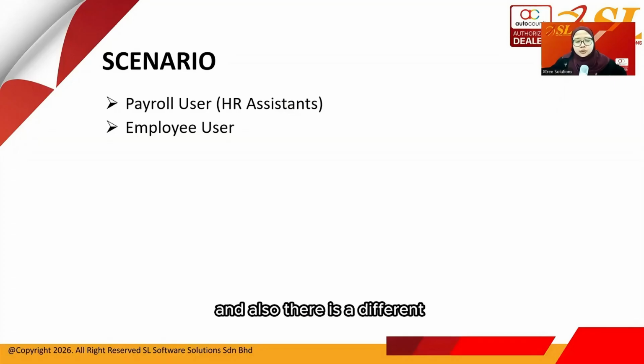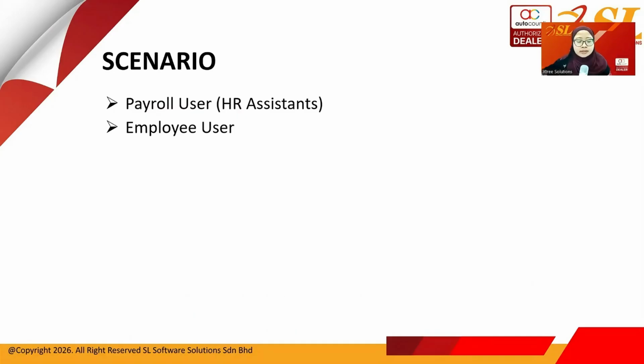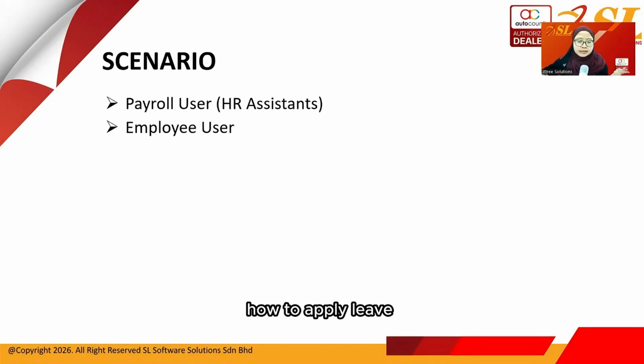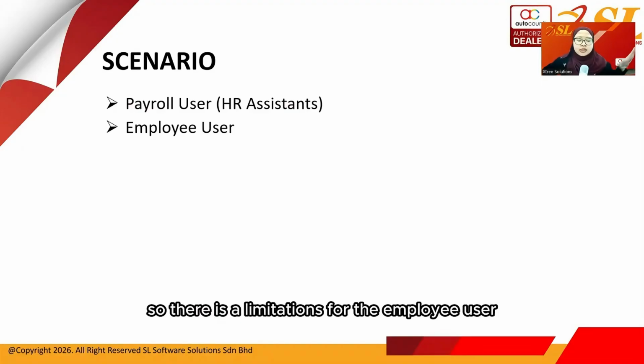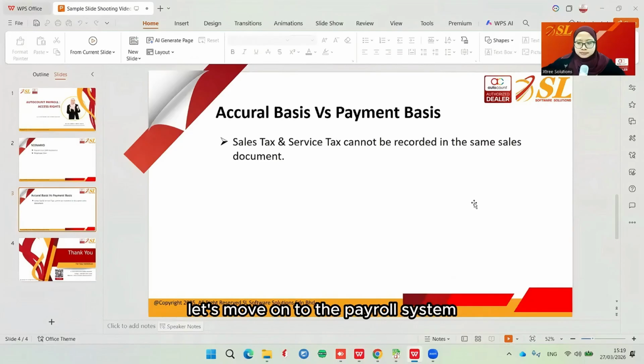There is also different access for the employee user and the payroll user. The payroll user can access all the payroll items, but the employee user can only access the payslip or the leave: how to apply leave and how to see their leave balance. So there is a limitation for the employee user. Without further ado, let us move on to the payroll system.